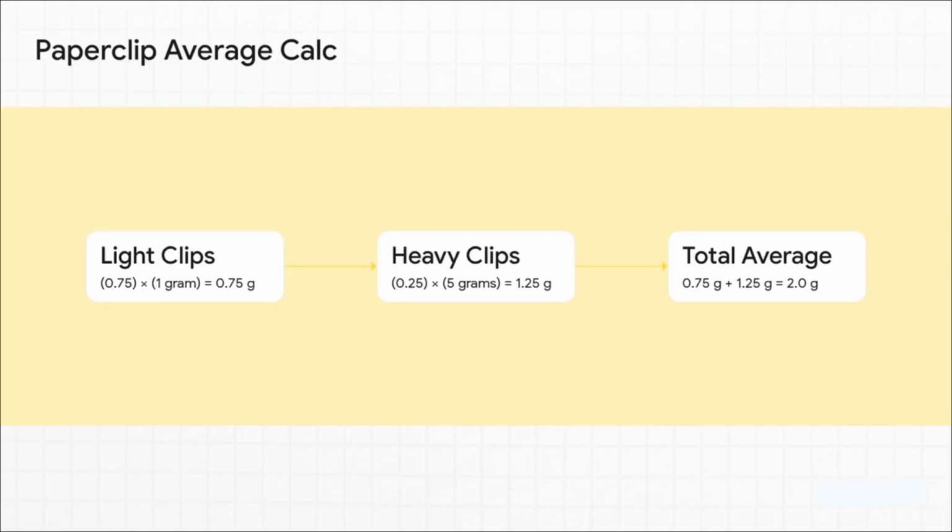You take the portion of the regular clips, 0.75, and multiply it by their weight. That gives you 0.75. Then you do the same thing for the heavy ones, 0.25 times their weight, which is 1.25. Add those two numbers together, and you get 2.0 grams. And notice something important. The average, 2.0, is way closer to 1 than it is to 5. And that makes perfect sense because the 1-gram clips are just so much more common.